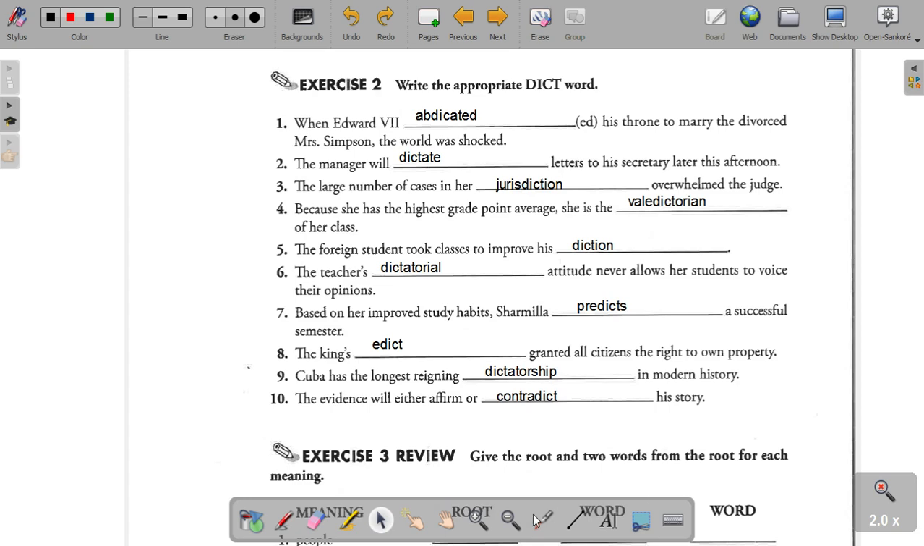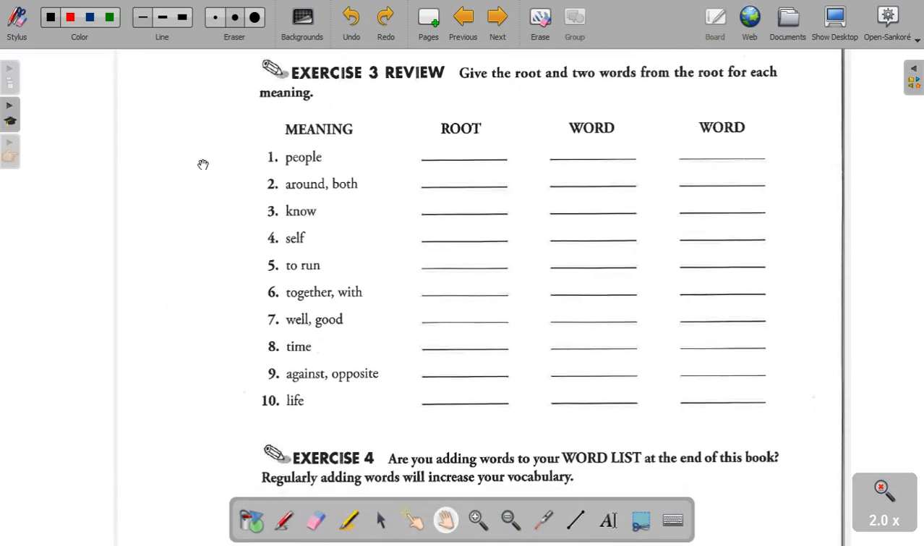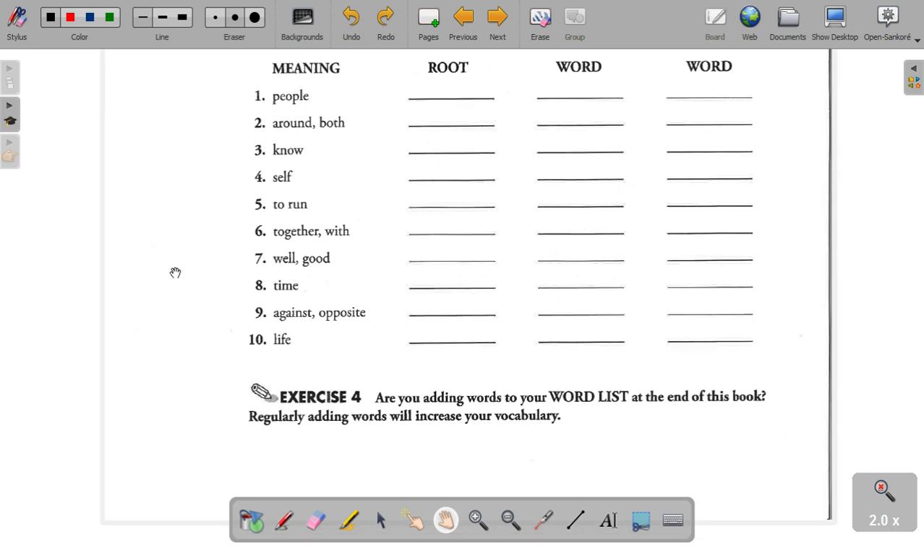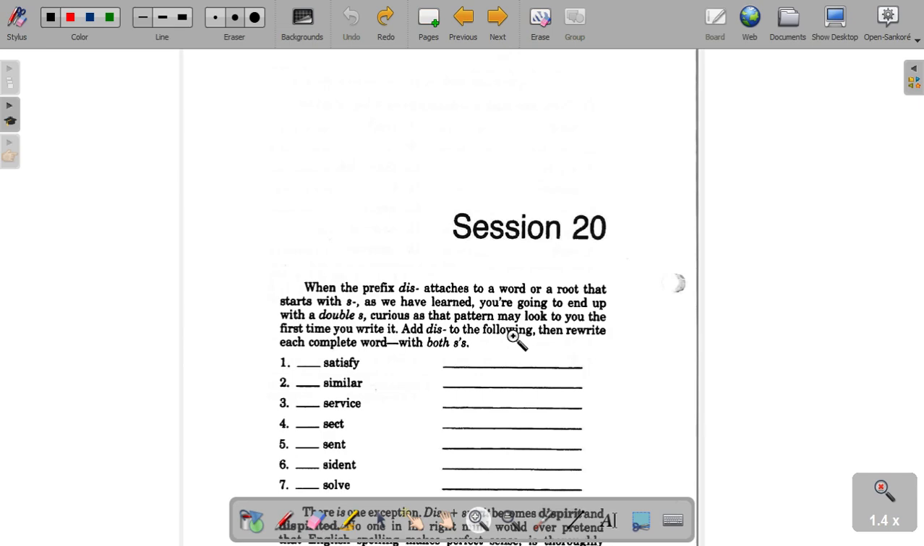Good. Okay. And then below here, we're giving the root and two words for each of the meanings. So remember the root was dem, so we can have demagogue or democratic. Around or both could be circum in this case. So circumstantial, circumnavigate, etc. So you can go ahead and do these review ones on your own. All right, now we have some other review here.